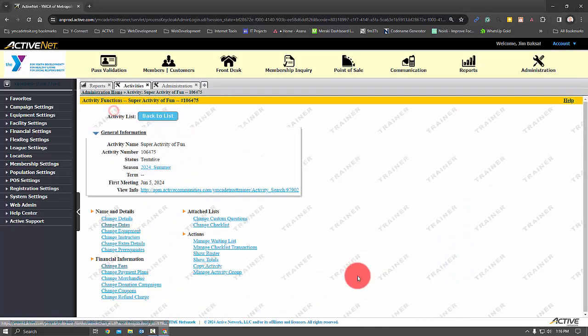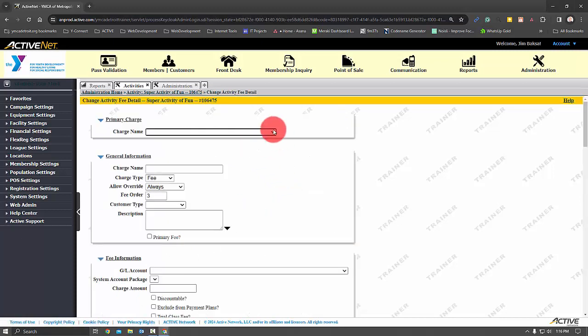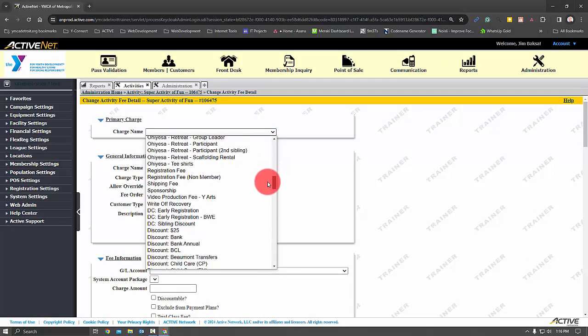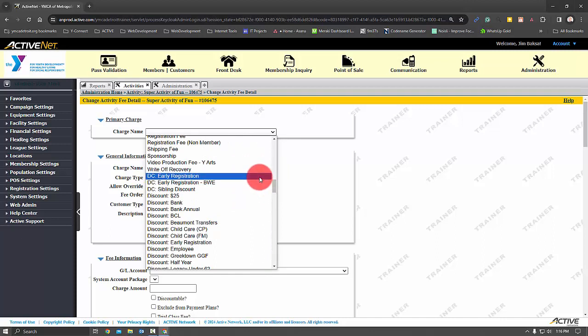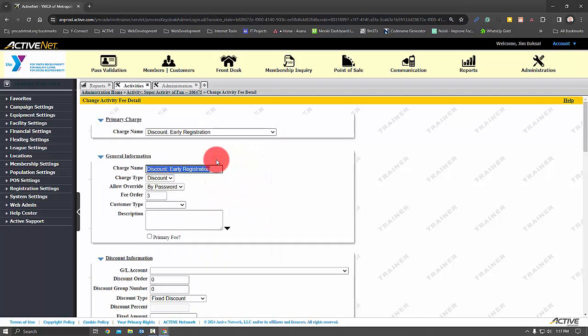Now let's go back to our fees. Let's say we want to apply an early registration discount for any of the members who enroll in this program. Okay, so if I do add new, I'm going to come in here and find my early registration fee. This is DC, so this is early registration for day camp. So we don't want that one. Early registration discount. Here it is right here. Discount, employee, early registration.